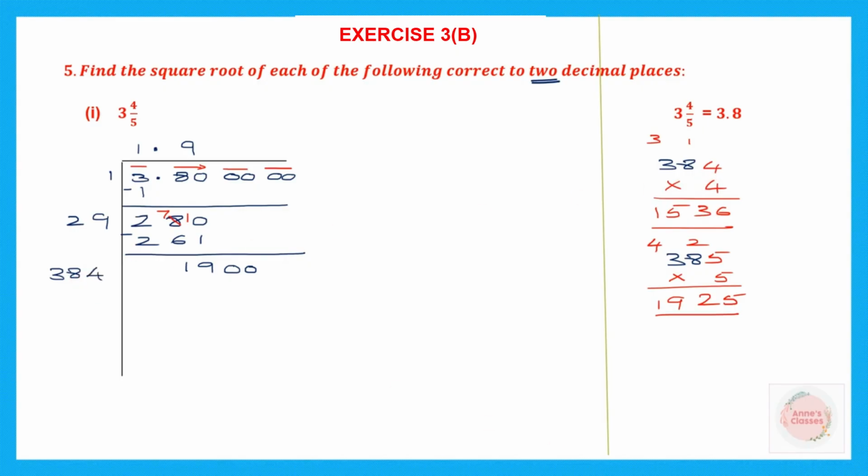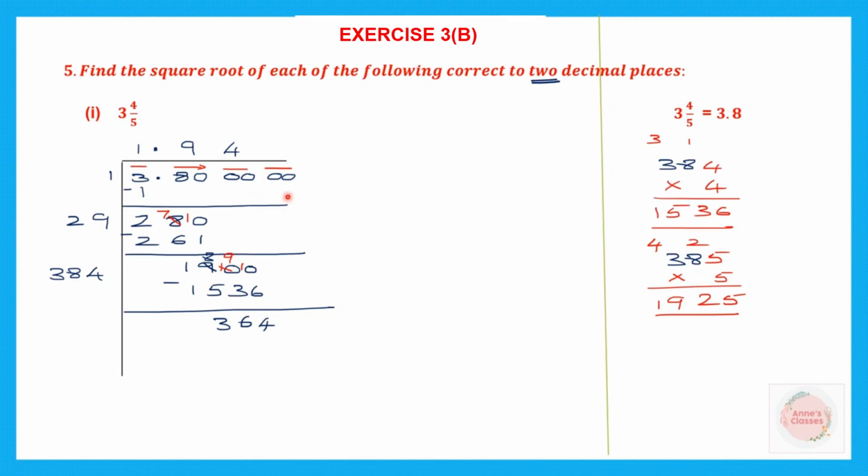So now it becomes 384 into 4, which is 1536. Next step is subtraction. So let's subtract and see. So here we have to borrow from here. So that is 8, 10, 9 and then again 10. 10 minus 6 is 4, 9 minus 3 is 6, 8 minus 5 is 3. Now we've got 364.